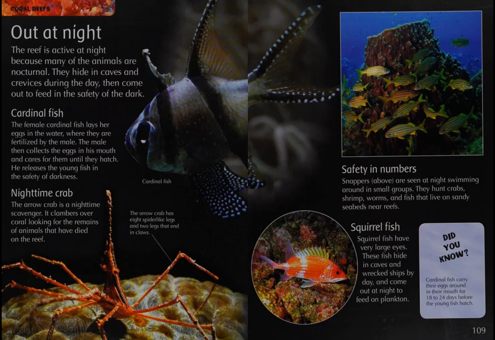Safety in numbers. Snappers, above, are seen at night swimming around in small groups. They hunt crabs, shrimp, worms, and fish that live on sandy seabeds near reefs. Squirrel fish. Squirrel fish have very large eyes. These fish hide in caves and wrecked ships by day, and come out at night to feed on plankton.